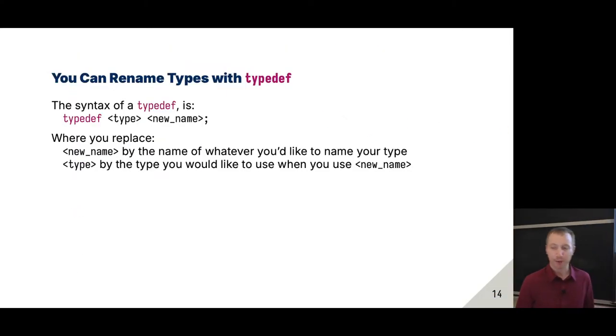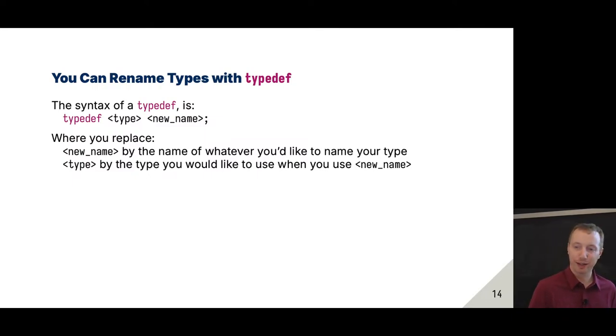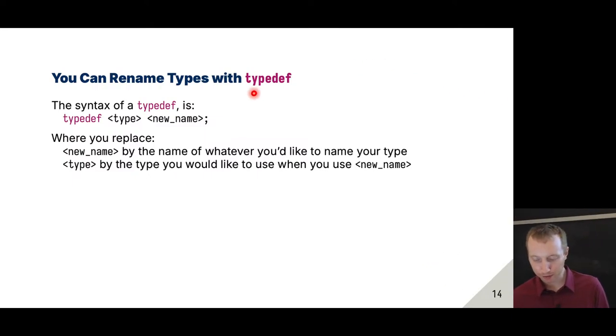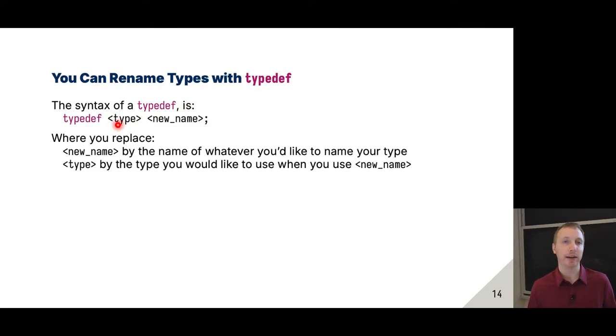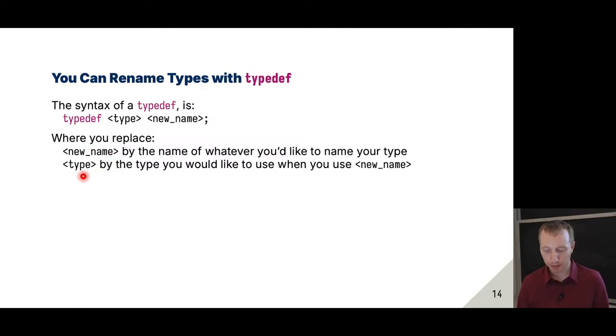You can rename types with another new keyword called typedef. So the syntax of a typedef is you just take an existing type, and then you give it a new name. You just replace new name by whatever you want to call your new type, and the type by whatever you would like to use in place of this name.